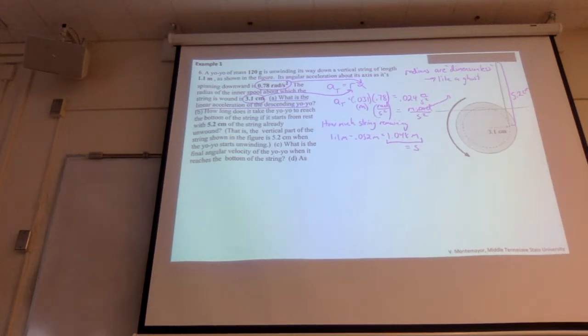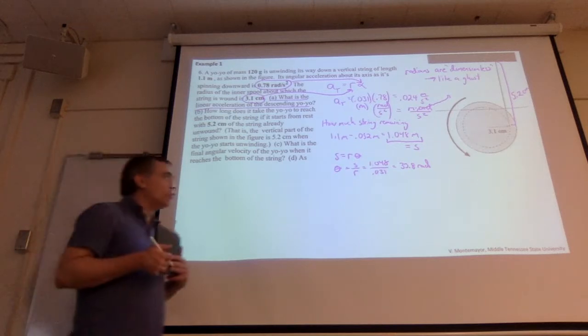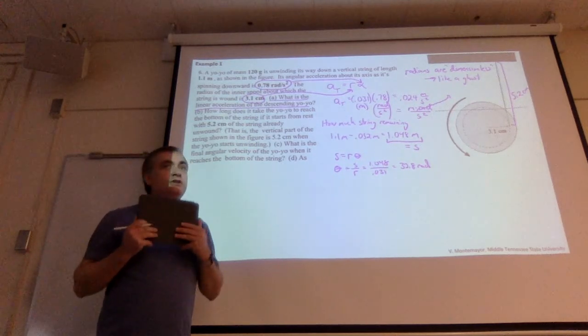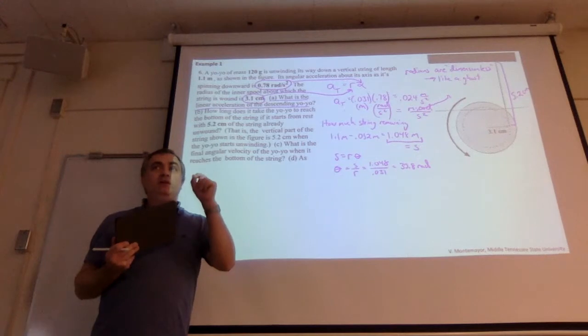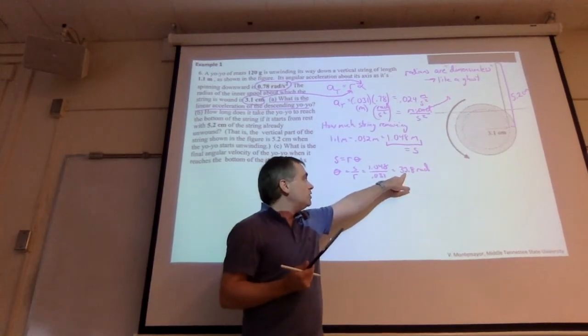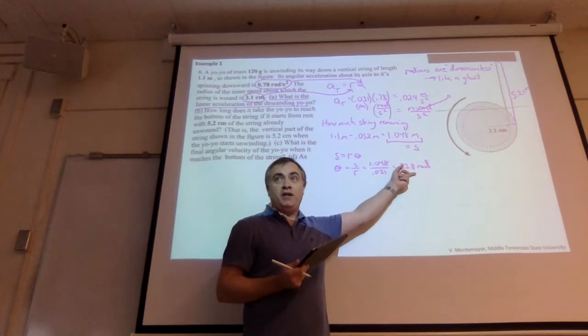Let's see if we can find out how much angle it's going to rotate around as it gets to the bottom. So S is equal to R theta. So theta is S over R. So that's 1.048 divided by 0.031. You should get 33.8 radians. That's how much rotation it's going to go around before it reaches the bottom. Remember how much is in one rotation? 6.28. Notice it's going to spin around several times before it gets to the bottom.